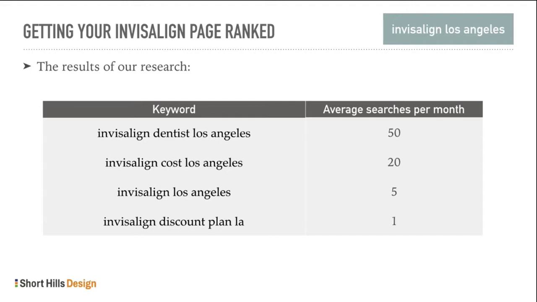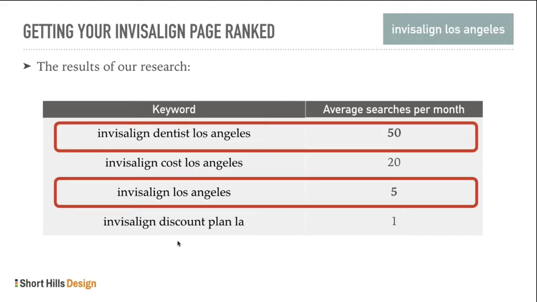So the results of our research, and I made this up: Invisalign Dentist Los Angeles had 50 searches, Invisalign Cost had 20, Invisalign Los Angeles had 5, and Invisalign Discount Plan LA had 1. Now, remember, my target keyword here is Invisalign Los Angeles. So let's take a look and see what we got. Now notice, Invisalign Los Angeles is the keyword I implemented on the page, right? We built this website, and we said, hey, we're in LA, let's do Invisalign Los Angeles and see how we do. Fine. That is the default that we used.